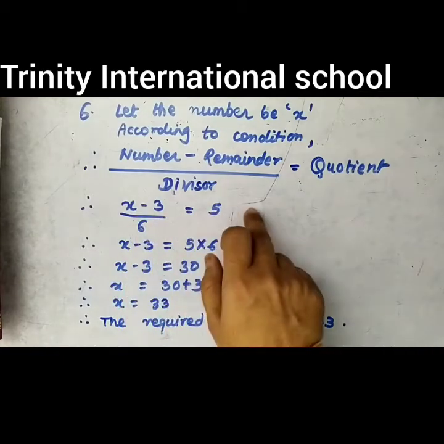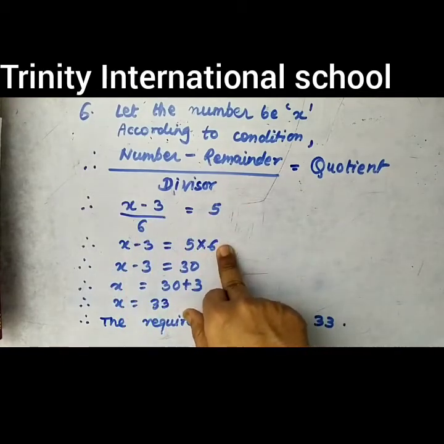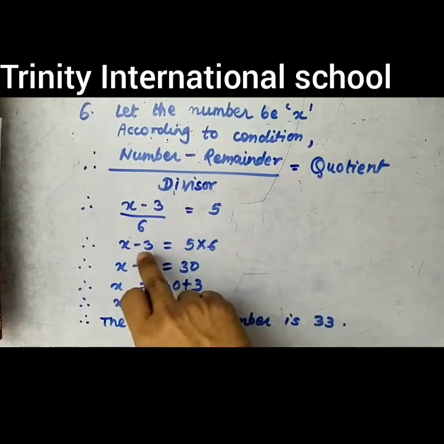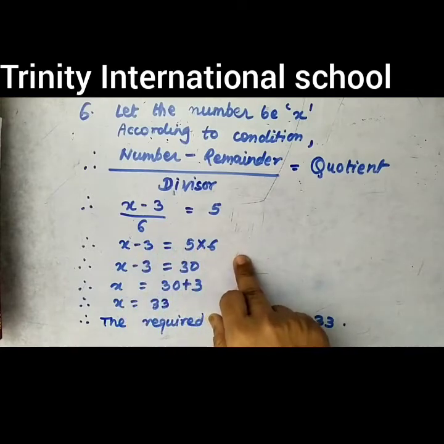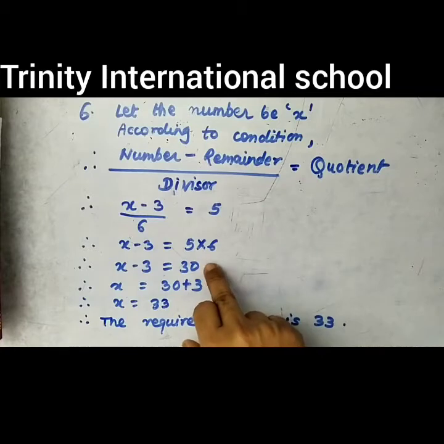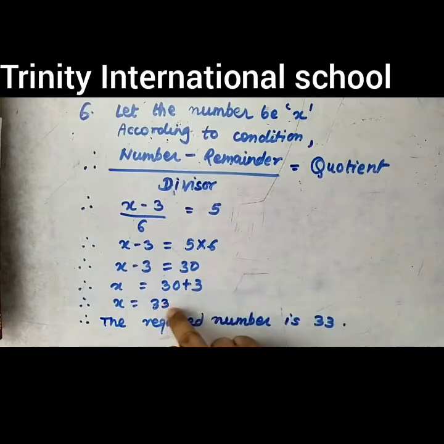So easily you can go for cross multiplication here. Then you can change the position of 3. After cross multiplication you get 30 here. Then when you bring 3 to the right hand side you get plus 3. And so you are getting x is equal to 33. So the required number is 33. Very easy, you just have to put the numbers according to your formula.